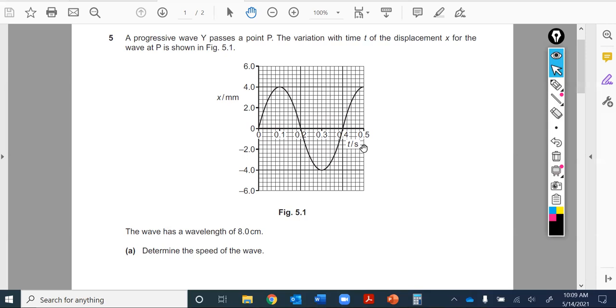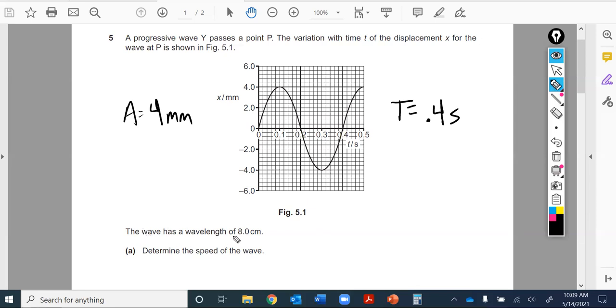We're plotting time on the x-axis, and it looks like there's an entire wave form here where it's crossing at 0.4 seconds. So right away, I kind of like to put that down. The time period of this wave is 0.4 seconds. We can just read that off of the graph. Also, we can read that the amplitude is 4 millimeters. Okay, so maybe we'll need that.